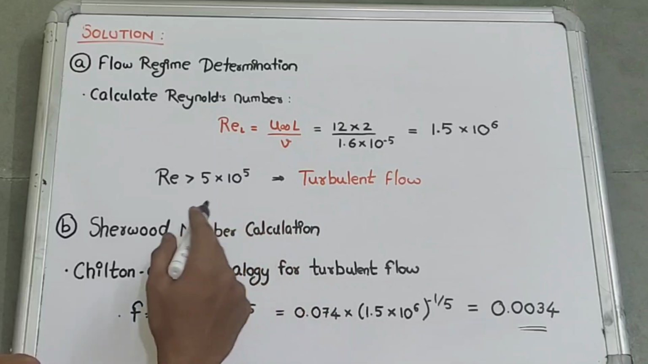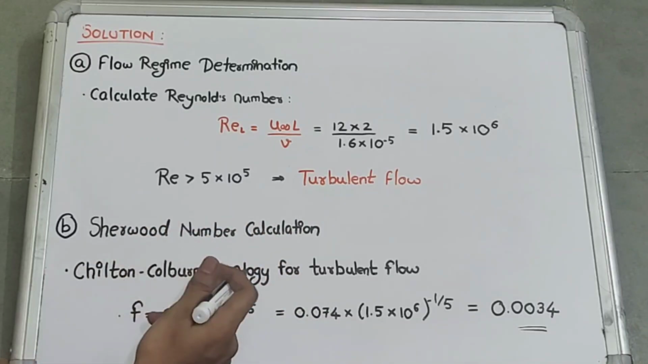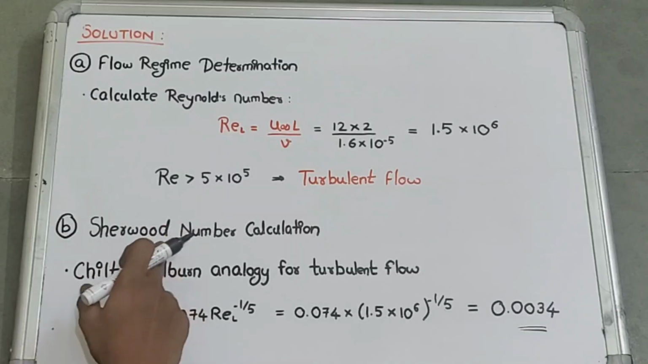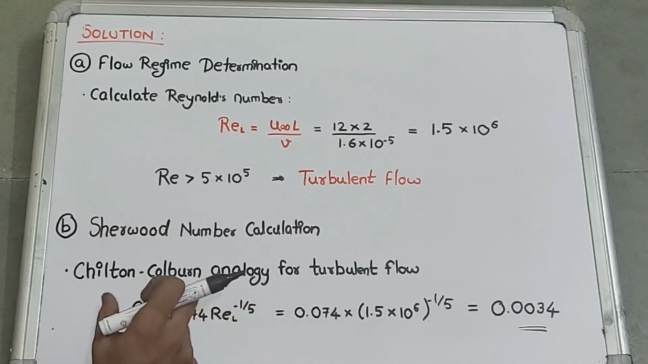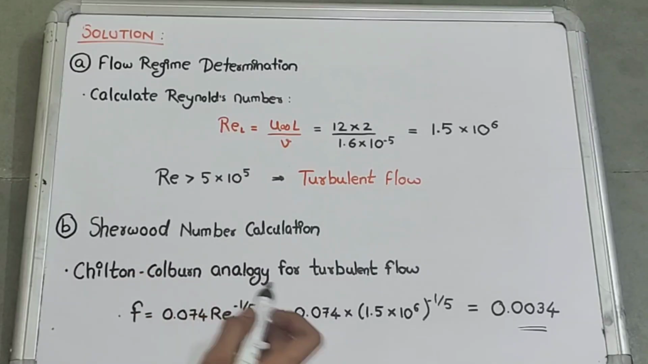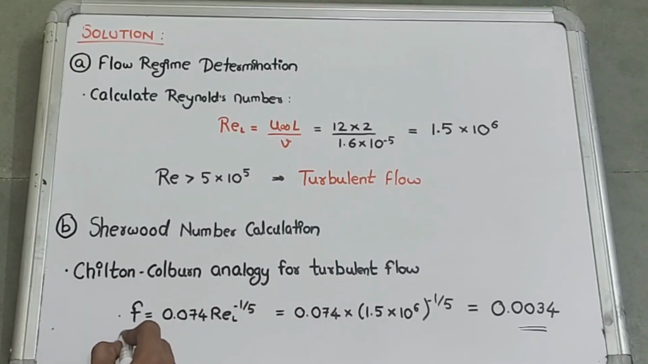So therefore part A gets finished. Now let's look into part 2. In part B we need to find Sherwood number. For that we need to use Chilton-Colburn analogy for turbulent flow. The formula for friction factor of turbulent flow is given by 0.074 into Reynolds number power minus 1 by 5.